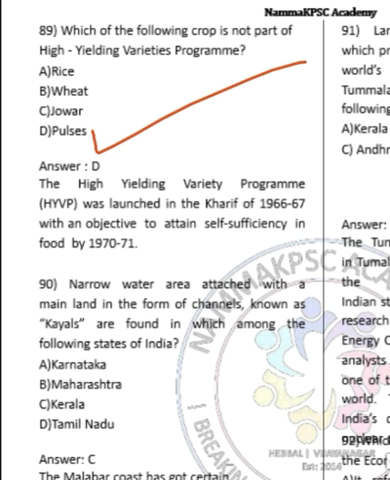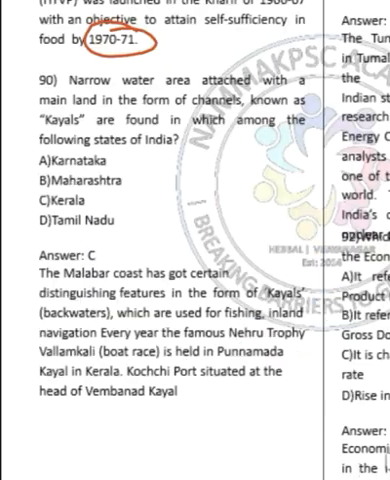So this program, that is the high yielding variety program, was launched in the Kharif year of 1966-67. Its main aim was to attain self-sufficiency in production of food grains like rice, wheat, jowar, etc. by the year 1970-71. Question number 90. It has given the definition of the term Kayals and says, where are Kayals found in India? Answer is option C, Kerala. So Kayals is famous for boat tourism and boat stay in Kerala. It's a part of general knowledge and you must remember such things.